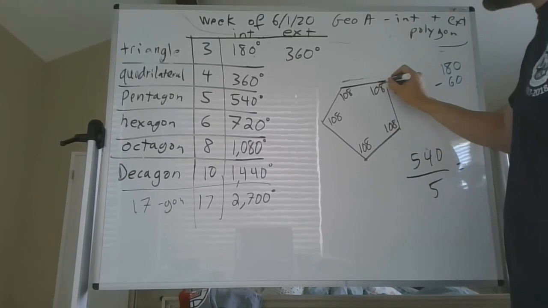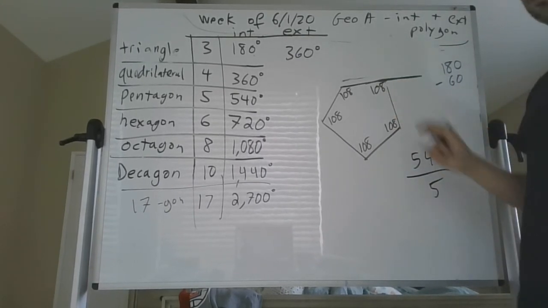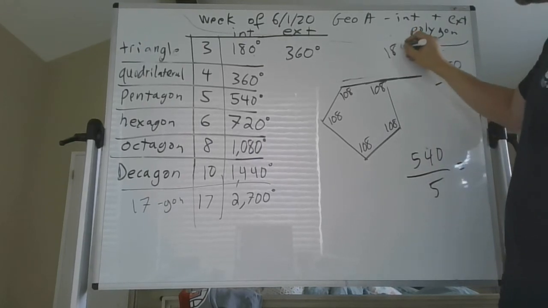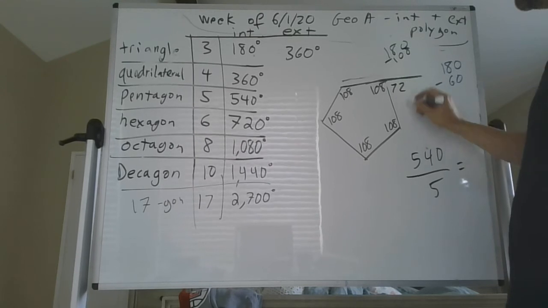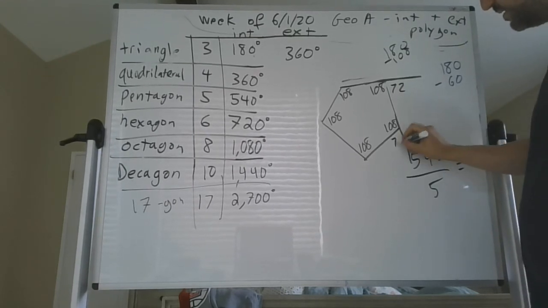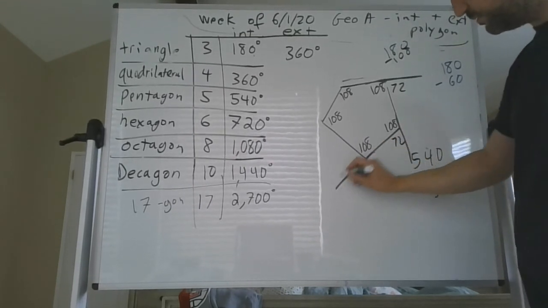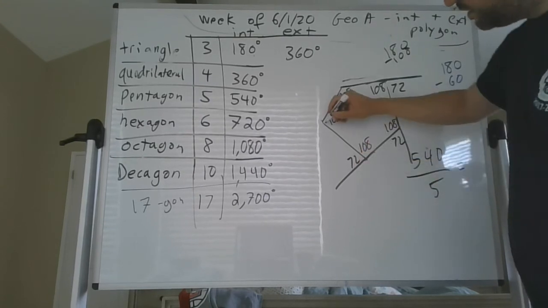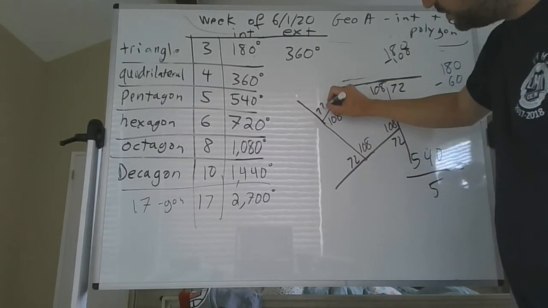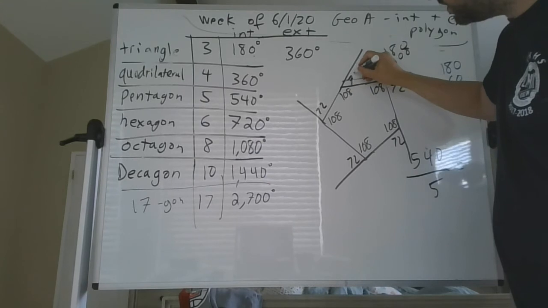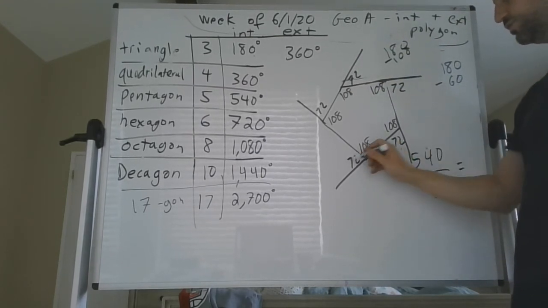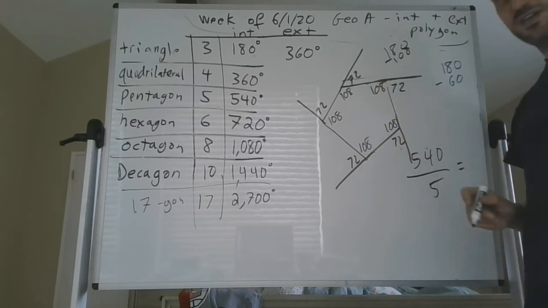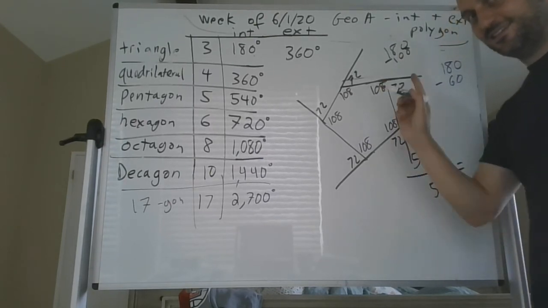And I'm going to make exterior angles just like I did with the other one. I'm going to do 180 minus 108. That's going to give me 72. Guess what? This is 72. If this is a regular pentagon, 72, 72, 72, 72. Now I want to add up 72 1, 2, 3, 4, 5 times. And you know what that answer is going to be?